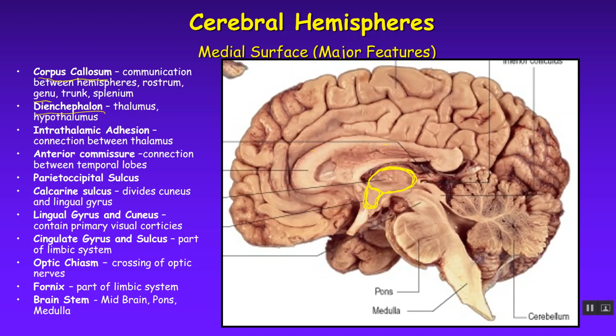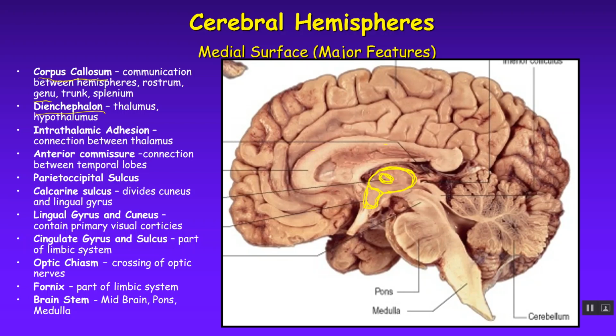There's a bump right here. It's not functionally important. Most brains have it, some brains don't. It also depends on how good of a cut I get through this mid-sagittal section. That's called the interthalamic adhesion. Not every person has an interthalamic adhesion, but most people do. About 80–90% of people have one. That's a little connecting stalk between the two thalami.